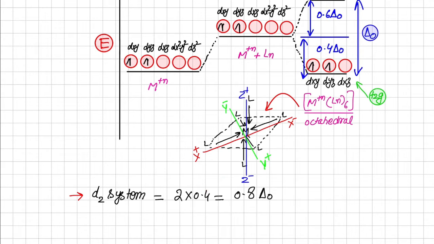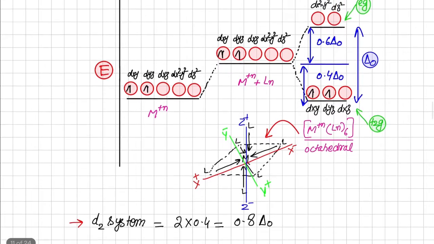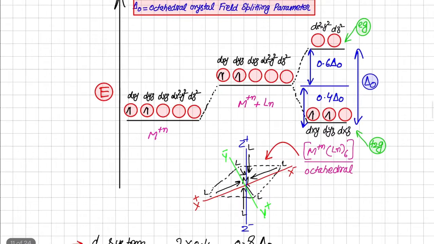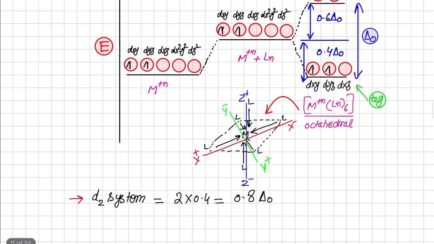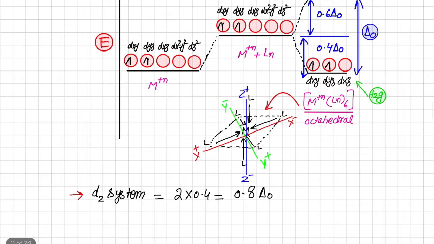So 2 multiplied by 0.4. So the total CFSE value for a d2 system in octahedral geometry is 0.8 delta O. Now, it means the d1 system had a value of 0.4, whereas the d2 system has a value of 0.8. So the d2 system is more stable as compared to the d1 system as far as the stability of coordination complexes is concerned.